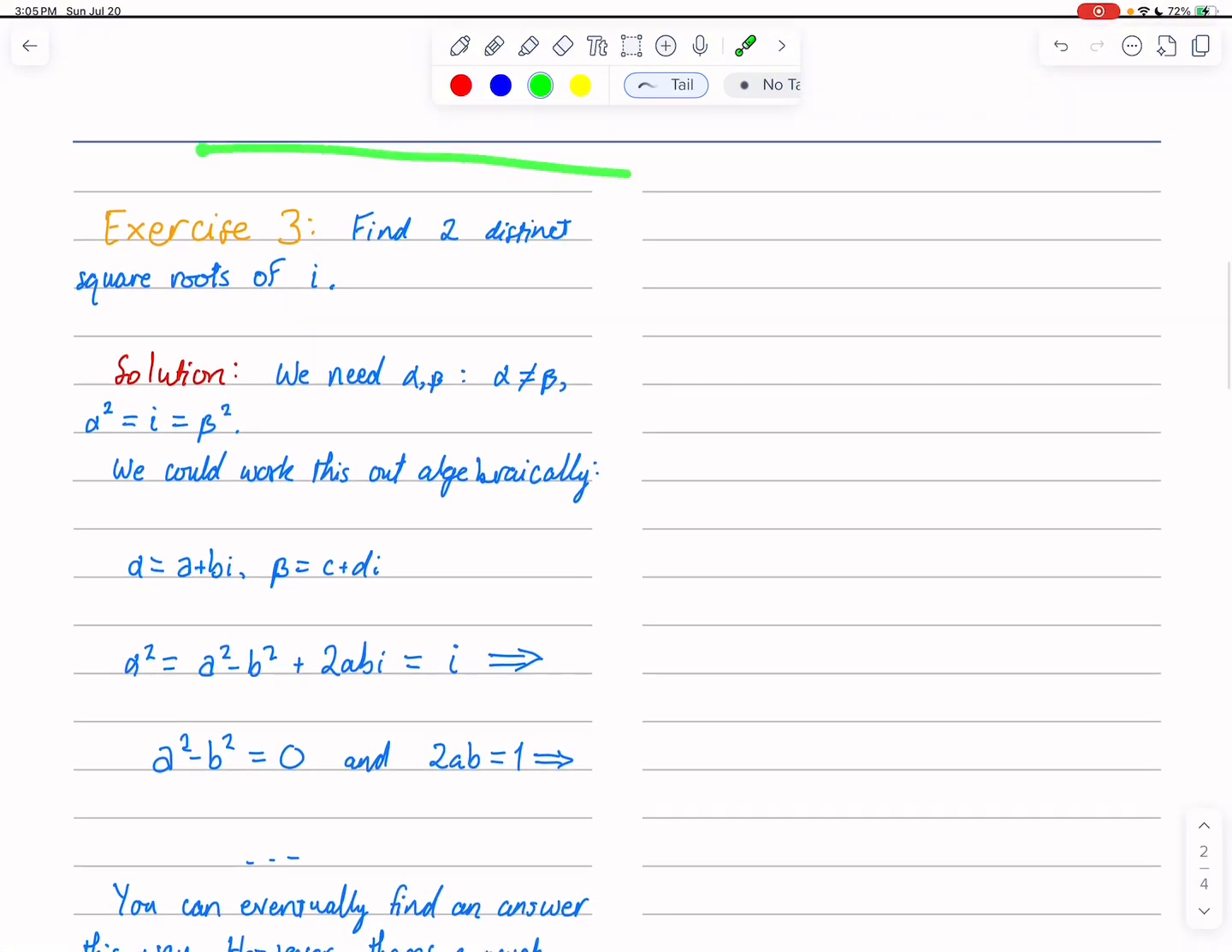So the exercise asks us to find two distinct square roots of I. Now, let's summarize what that really means, which is that we need to find two complex numbers, alpha and beta, such that they are distinct, so they can't both be the same one, and they must have the property that when you square them, the result is I.